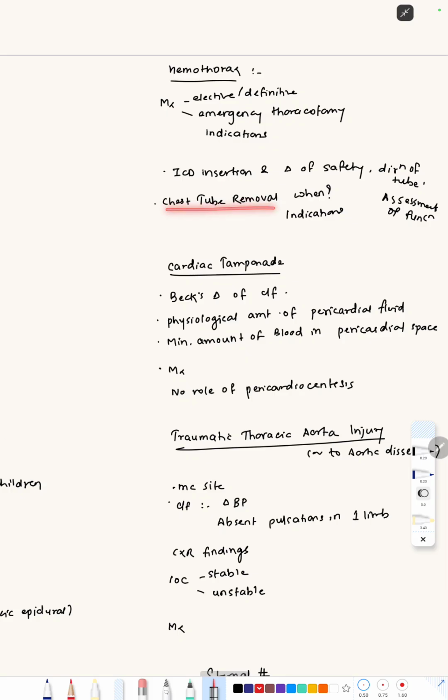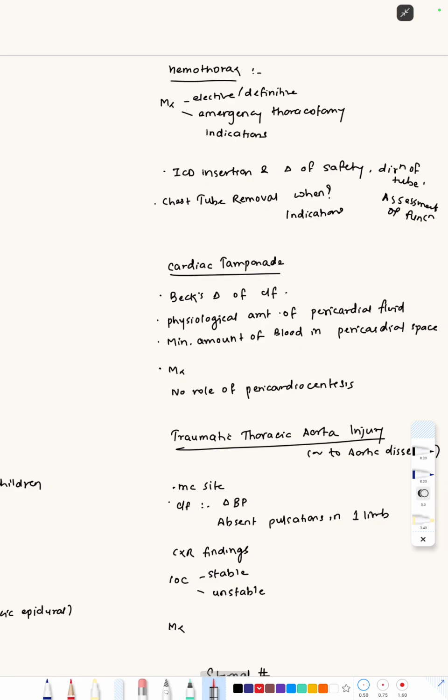Then chest tube removal. It should be removed when you ask the patient to inspire, and at the end of the peak inspiration the chest tube should be removed so that there is no aspiration of air. Indications for removal are when the output is less than 100 cc in 24 hours, the lung is distended again, and breath sounds are being heard.